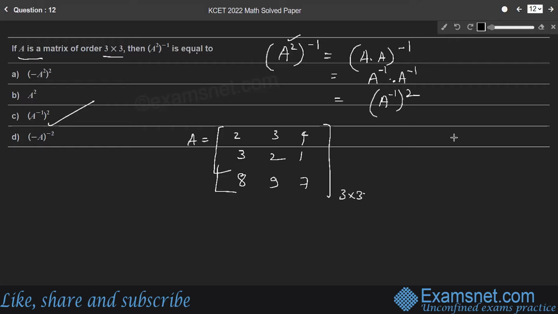Then you have to consider each and every option. So what is the value of minus A square, the whole square, then A square, and so on. So it is better to go with the first step, in general, by taking A square as A into A, its whole inverse. The first method is very easy. Hence, option C is the right answer.